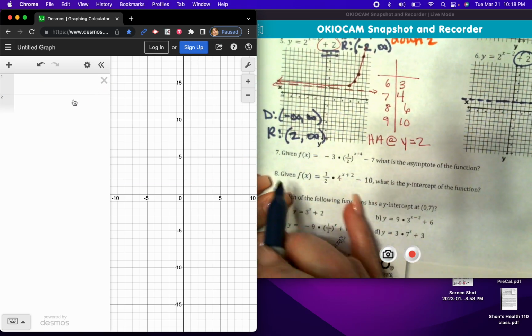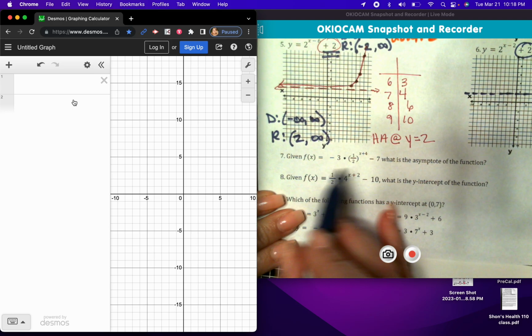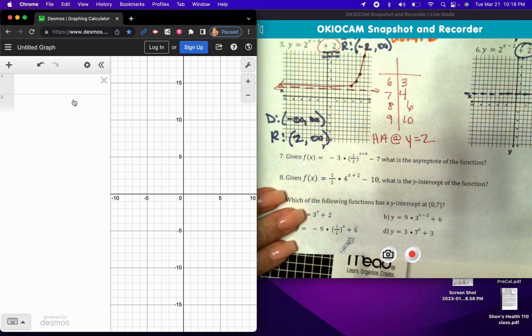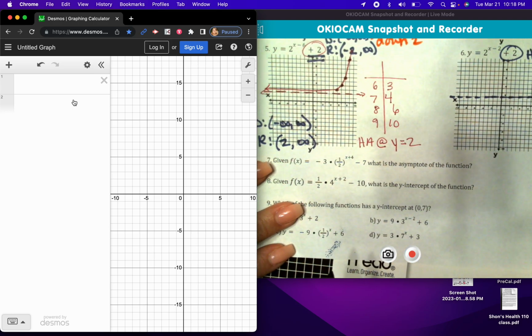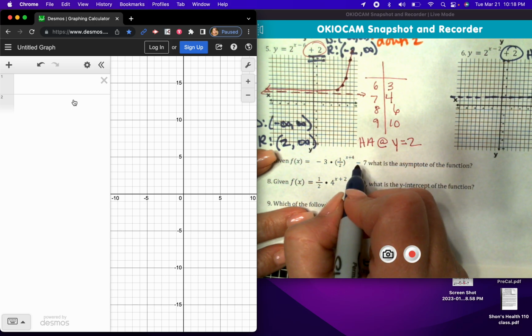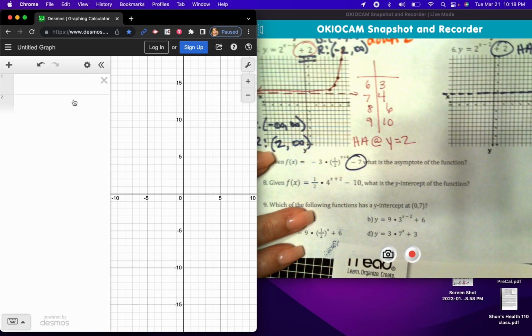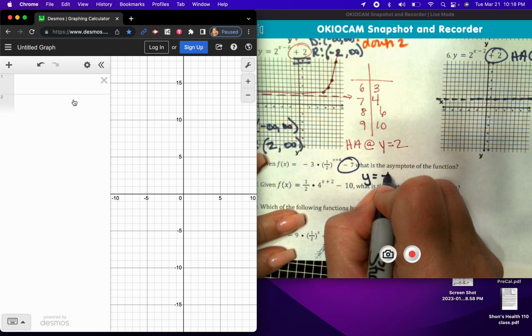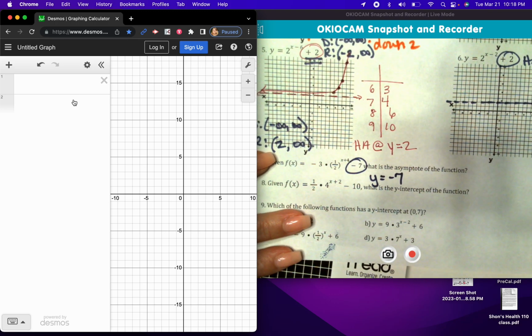So to finish this up, it says given f of x equals, and then this equation, what is the asymptote of the function? Guess what it is, guys? It's y equals negative 7.